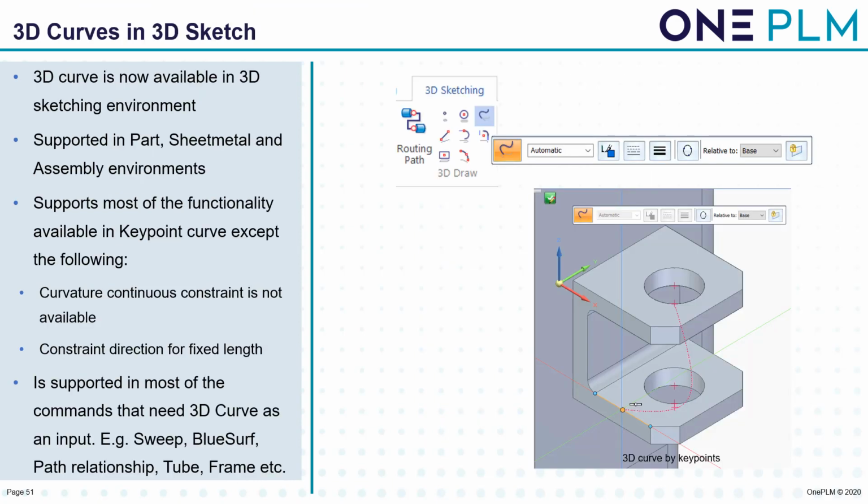3D curves in 3D Sketch. We've got a couple of enhancements in 3D Sketch. We've now got a 3D curve, so we can create a 3D curve, snapping between those key points. We can use these for lots of other commands, such as sweep, blue surf, path relationship, tube frame.